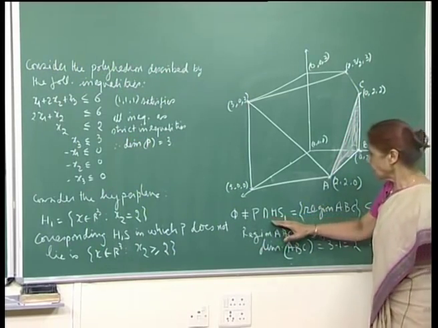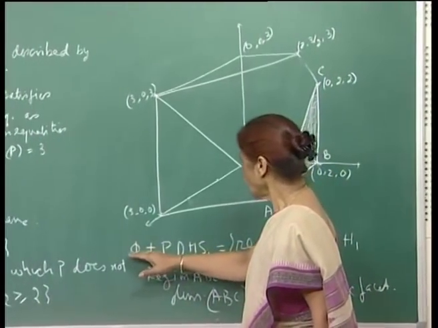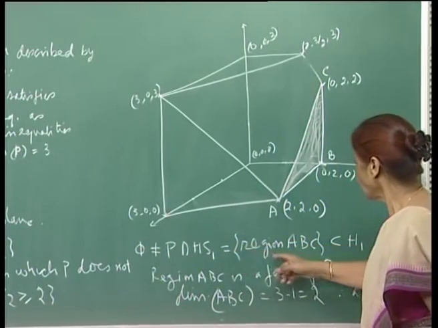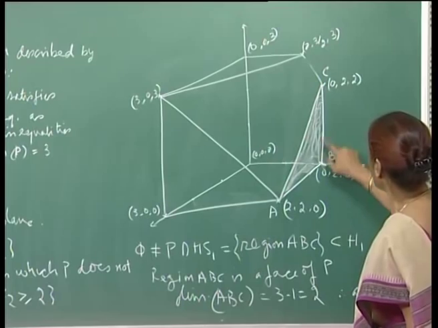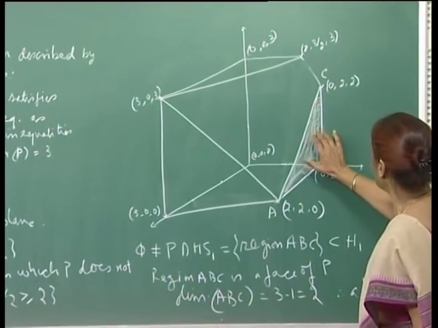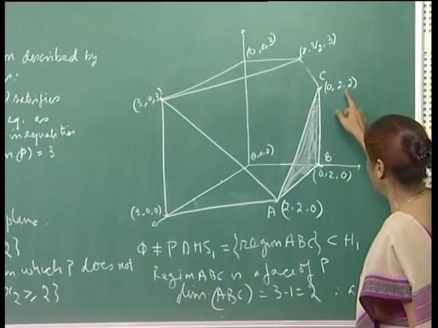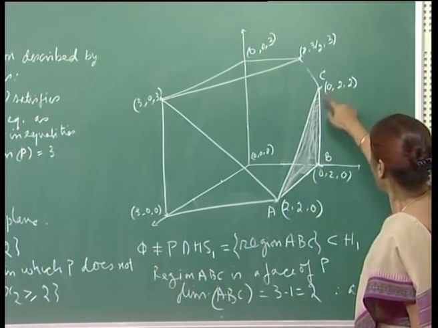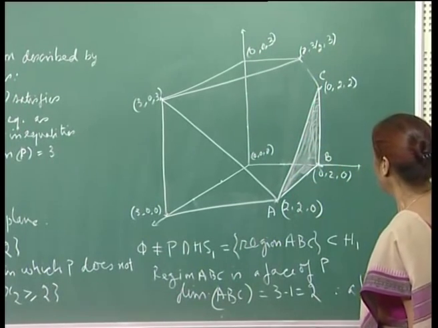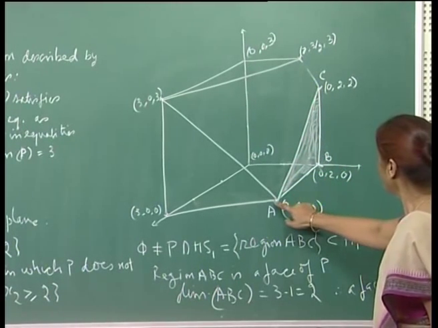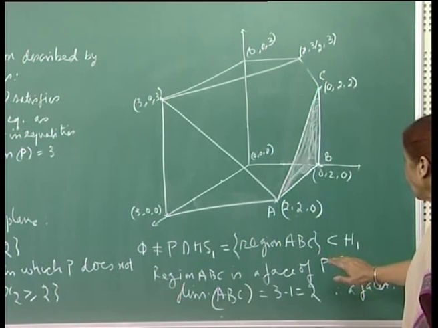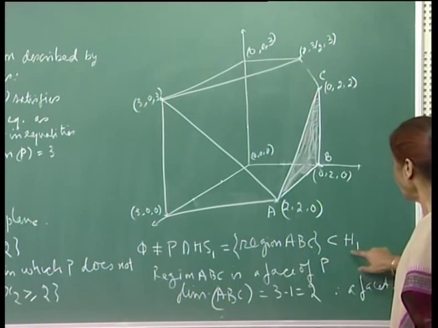Now consider the intersection of P with this half space, which is non-empty, and this comes out to be the region ABC, right? You see that this is the region, because every point on this triangle has x2 equal to 2. You can check that: a convex combination of these 3 points will again have x2 equal to 2, because all the extreme points have the second coordinate equal to 2.